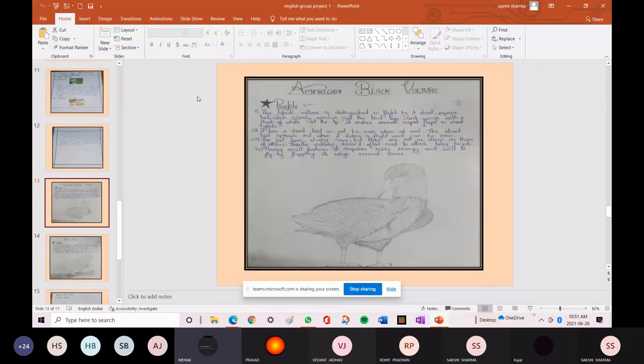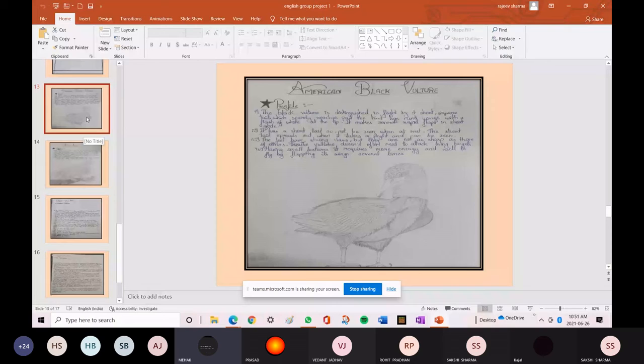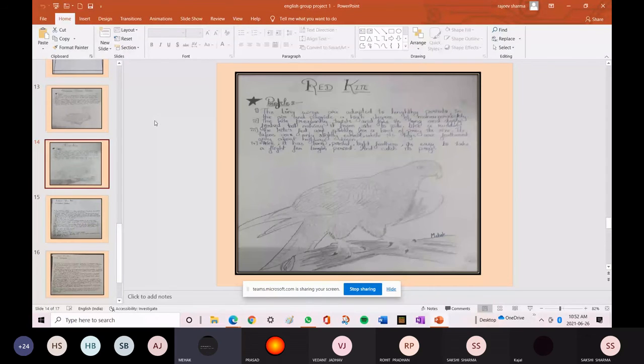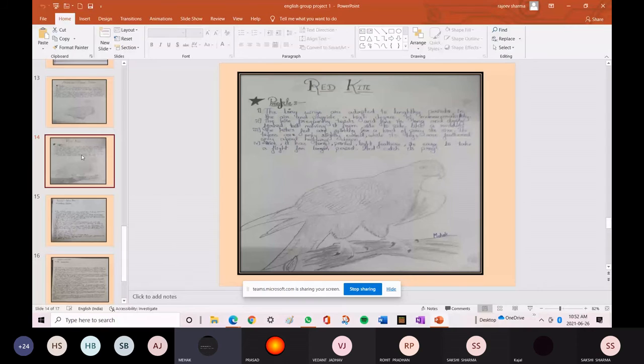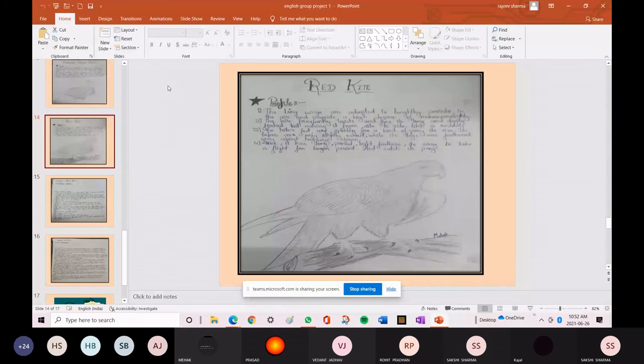Red kite. The long wings are adapted to lengthy periods in the air and provide a high degree of maneuverability. The kite frequently twists and fans its long and deeply forked tail, moving it from side to side like a rudder. Since it has long, pointed, light feathers, it's easy to take flight for a longer period and catch its prey. Thank you.